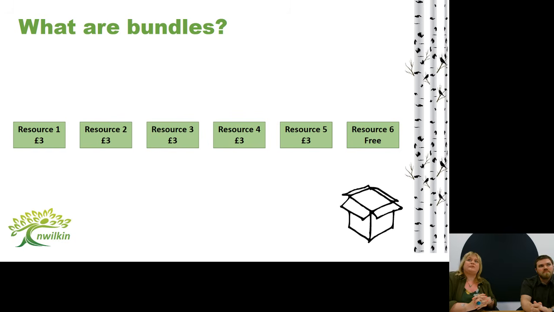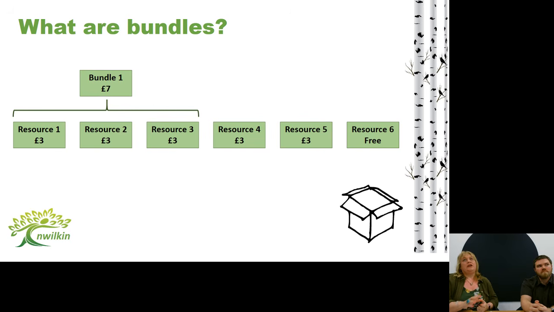So I've got an example here. I've got 6 resources. You've got to have at least 2 premium, so paid for resources, but the others can be free, or they can have up to 20, I think it is, unless that's changed. Up to 20 resources altogether. So these are £3 each, apart from the freebie at the end. And I might think the first 3 are related somehow. Maybe that's for my lower ability resource.